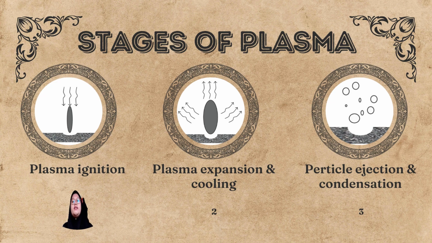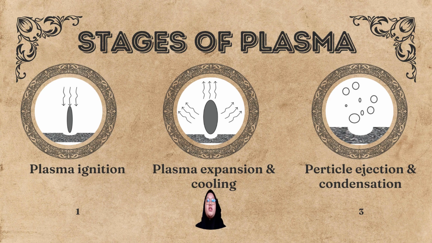There are three stages in plasma lifetime. The first stage is the plasma ignition process. This process includes the bond breaking and plasma shielding during the laser pulse, depending on laser type, irradiance, and pulse duration.